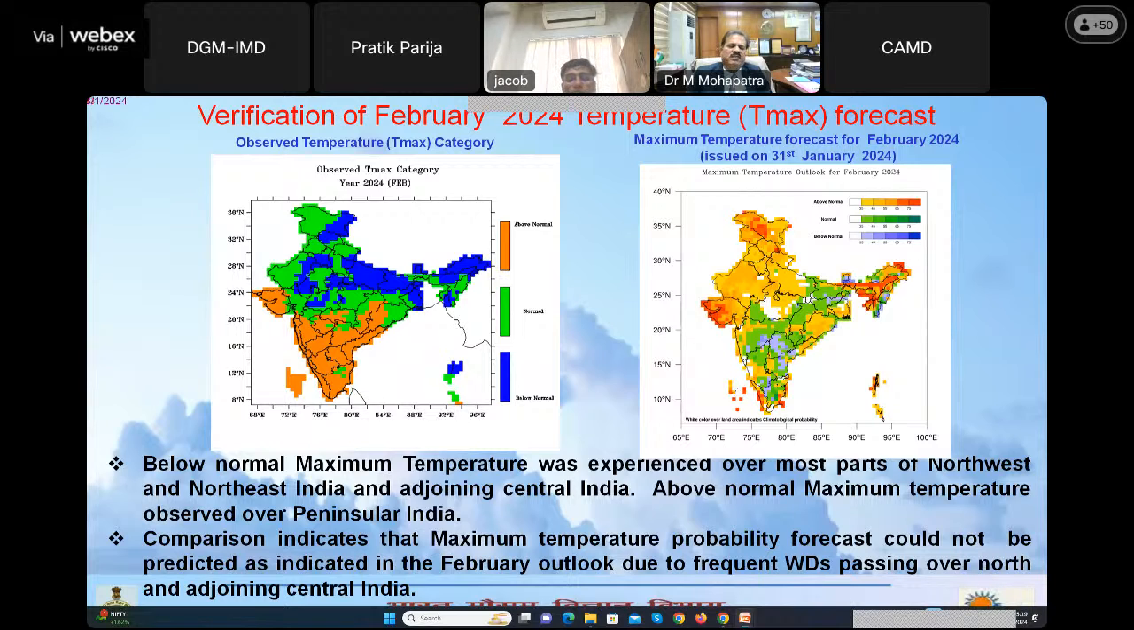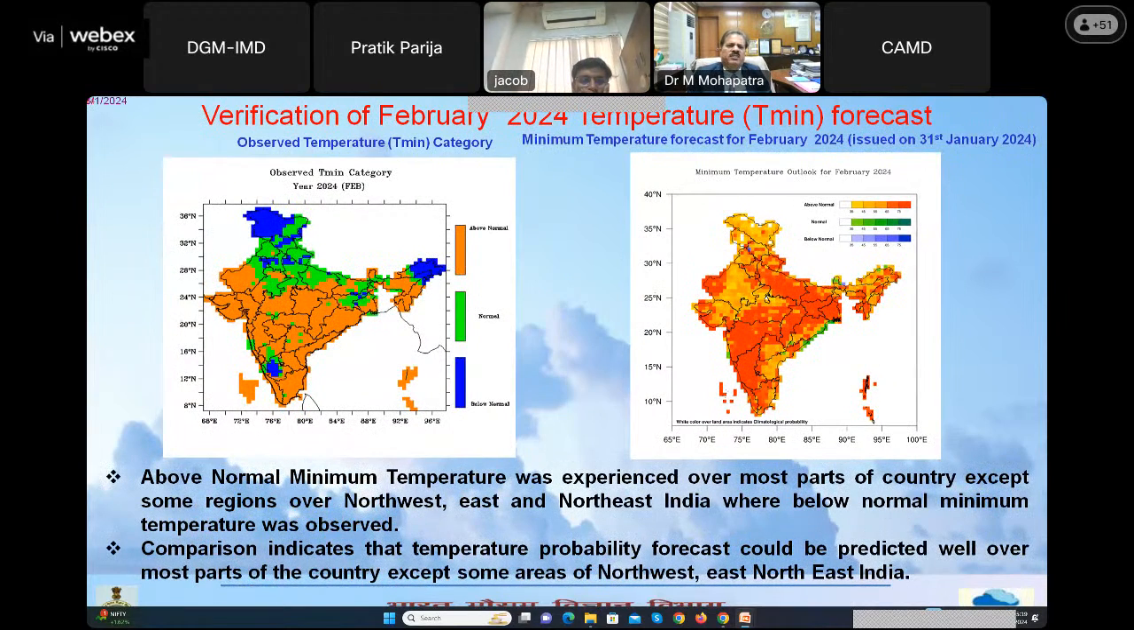And basically, the reason is that the model could not consider the impact of the transient disturbances, that is, the western disturbances. The 6 western disturbances which moved across northwest India changed the temperature. Because of the western disturbances, temperature was below normal, whereas the prediction was above normal. So this is the reason why the prediction failed for northwest India especially.